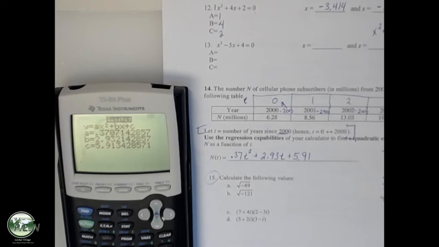Because if you click stat and edit, you'll see the same exact results. 0, 2, 3, 4. L2, stat, calc, 5.